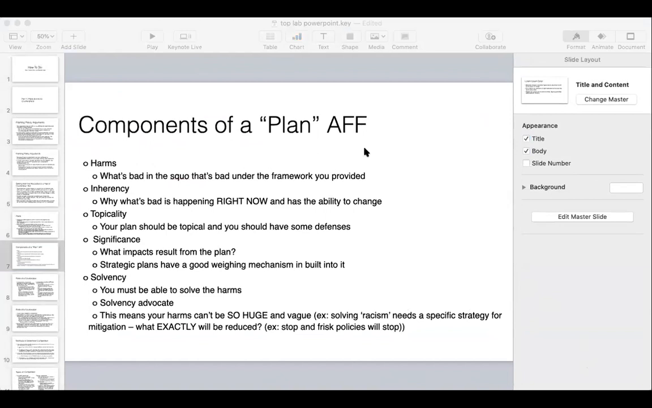So this is definitely something that you should watch out for, because if your opponent reads an aff or a plan that's not inherent, like something has already fixed it or something has already resolved it, it's definitely something you should point out because it's basically a reason to vote for you because their argument is now the status quo.